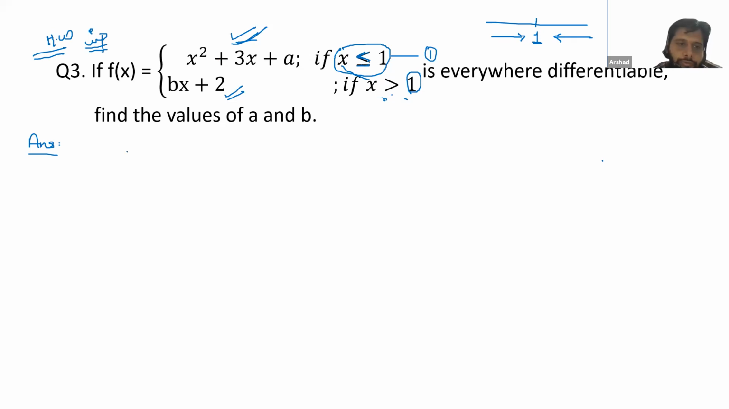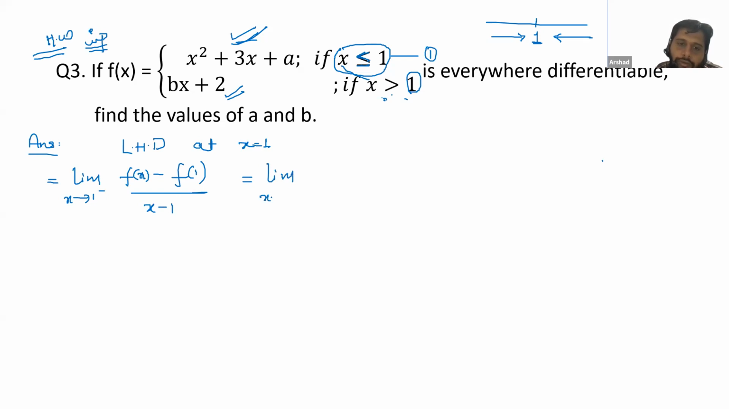Okay, let me solve it. LHD at x is equal to 1. So limit x tends to 1 minus, f(x) minus f(1) by x minus 1. So we will use the first function. So limit x tends to 1 minus, f(x) means x square plus 3x plus a, minus f(1). If you put 1 in this function, what you will get is 1 plus 3 plus a. Okay, so there's a variable a.